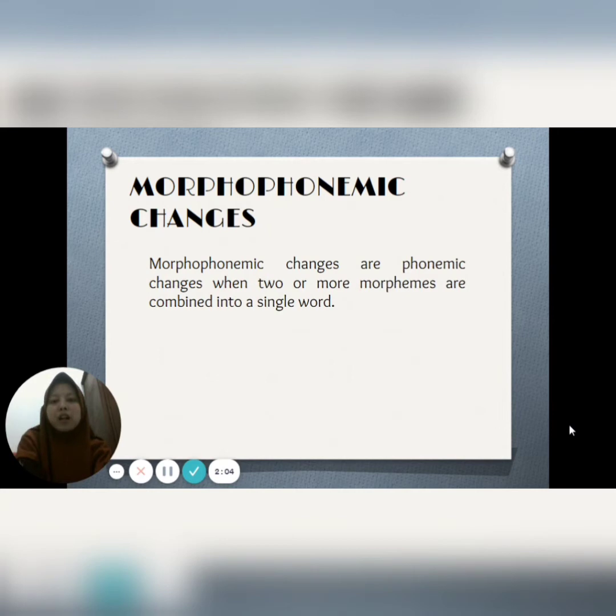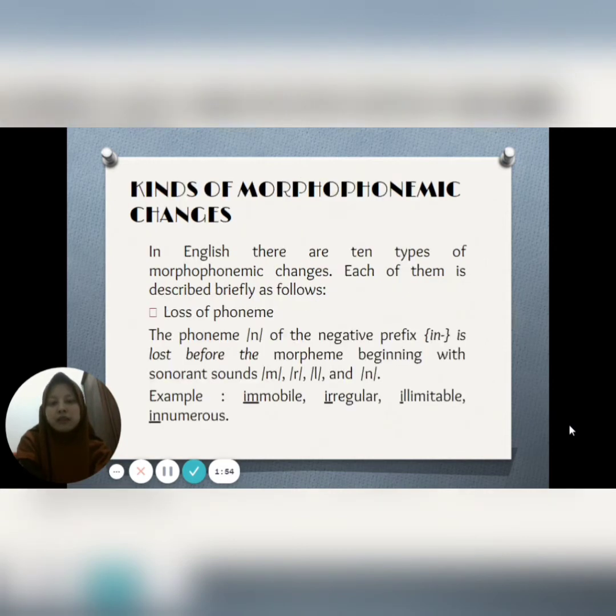Morphophonemic changes. Morphophonemic changes are phonemic changes when two or more morphemes are combined into a single word. Kinds of morphophonemic changes. In English, there are 10 types of morphophonemic changes. Each of them is described briefly as follows.